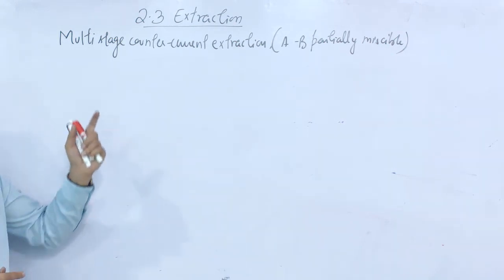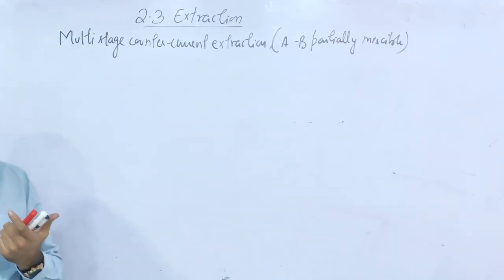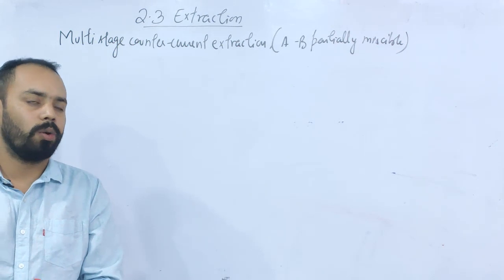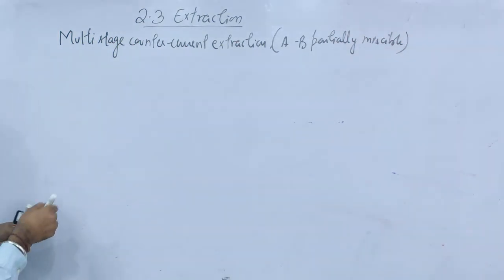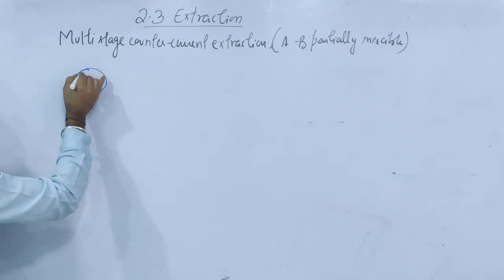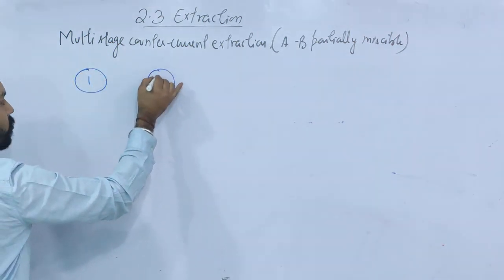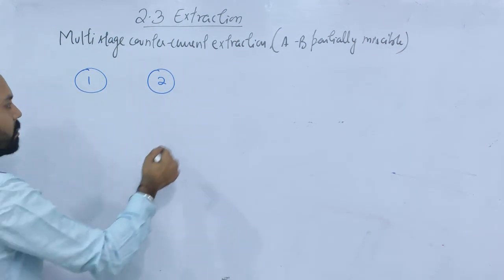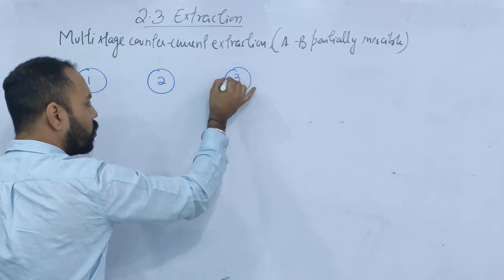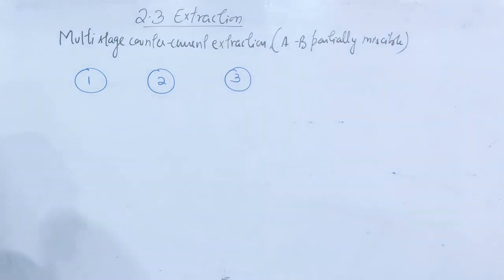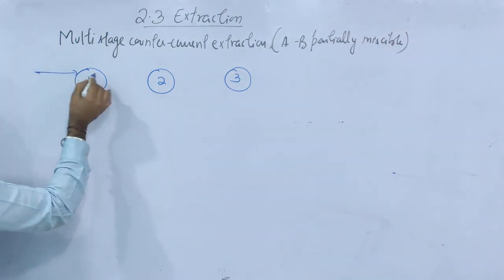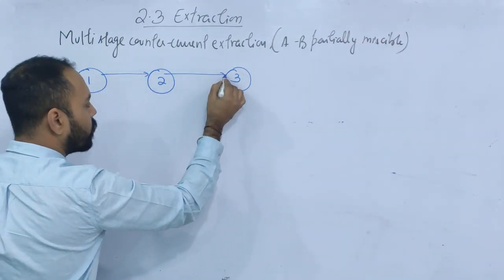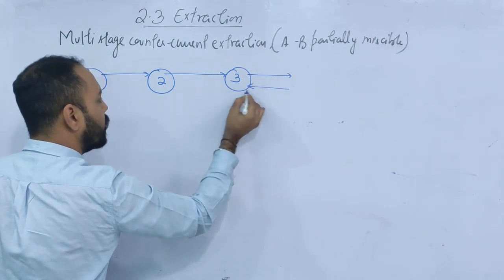So let me explain how you have to understand the multi-stage counter-current extraction and the triangular diagram for this particular case. Suppose we have three stages here. For the sake of simplicity, I'm taking three stages. Actually, the stages are not known beforehand; we have to find the stages. But here, for the purpose of explaining the concept, I'm already assuming that I have three stages. So this is multi-stage counter-current extraction.